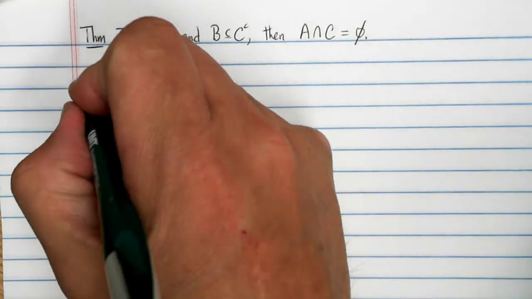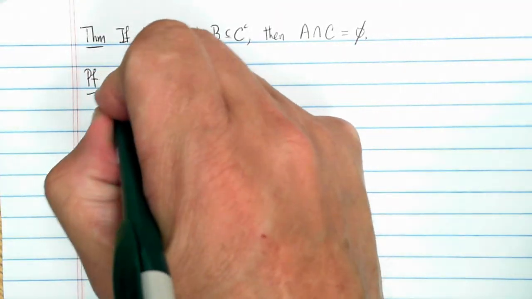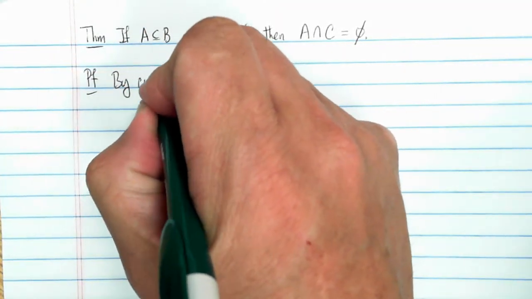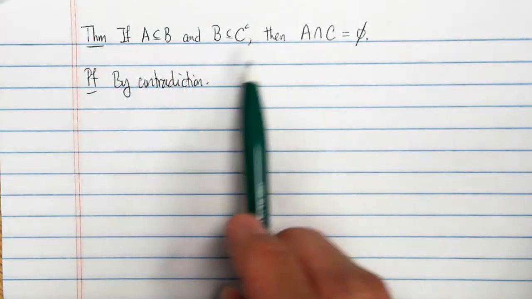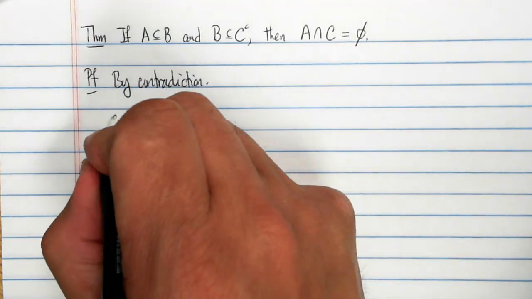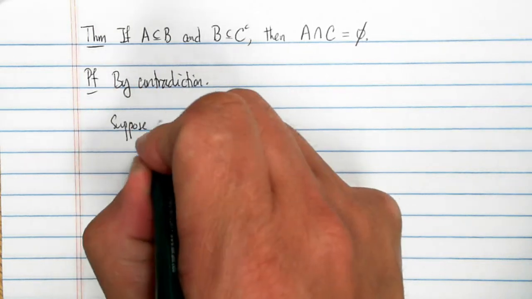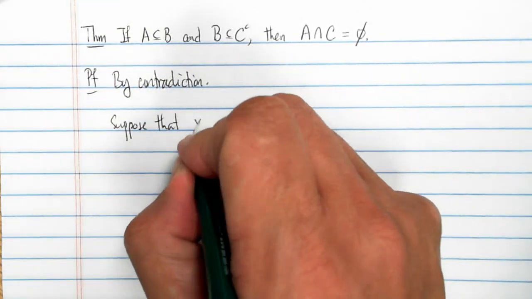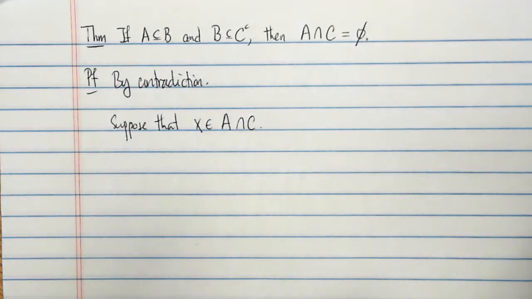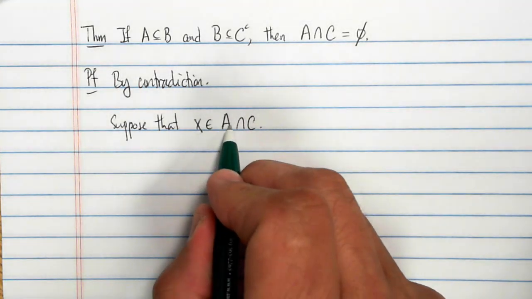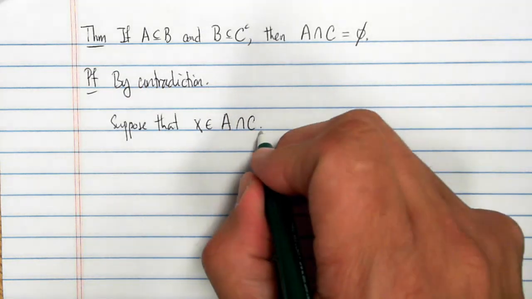Let's prove this. Proof. And the proof is going to be by contradiction. And that's going to be fairly typical for proofs that involve the empty set. Suppose that there is some element x that is an element of A intersects C. That means x is an element of A and x is an element of C.